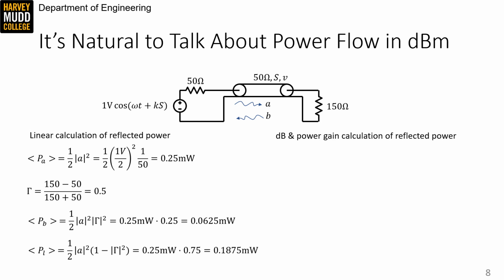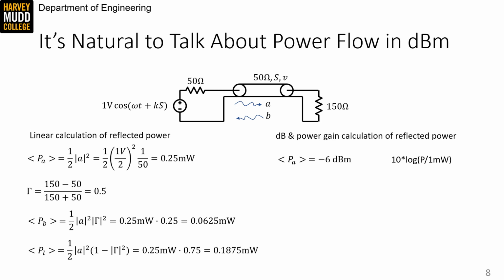Fine, that seemed easy enough, but it can get kind of tough to carry power levels that are minute fractions of a milliwatt around in our head. So we're going to try this again with logarithms. The power in this incident wave is minus 6 dBm. That's a unit you might not have used a lot, but it means decibels relative to a milliwatt.